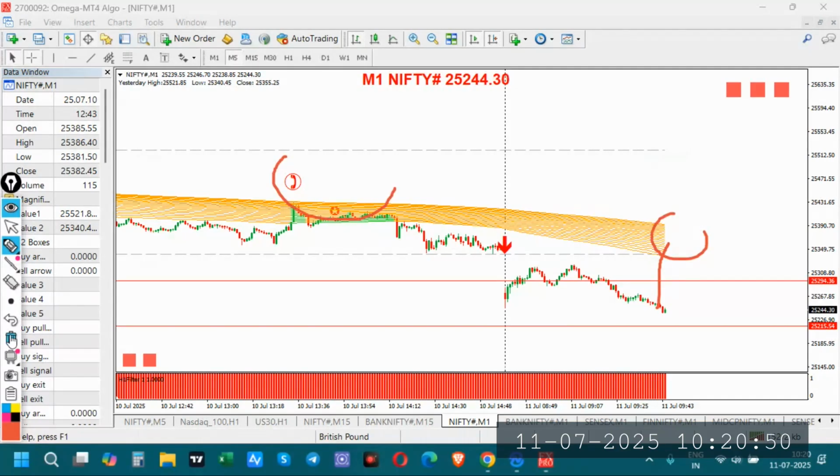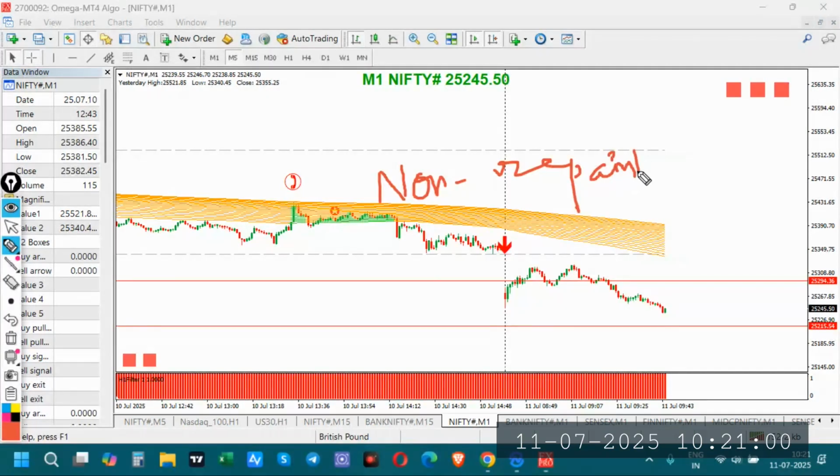And one more point is, all signals are non-repainting signals. So once a signal comes, it will not disappear from the chart, or change its place. So don't worry about this, and all our systems will have non-repainting signals. X4 is the only system where reloading is there, but in all other systems, once a signal comes, it will not disappear.